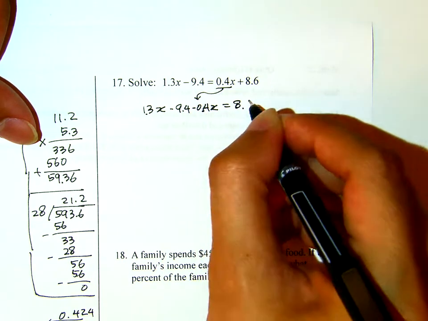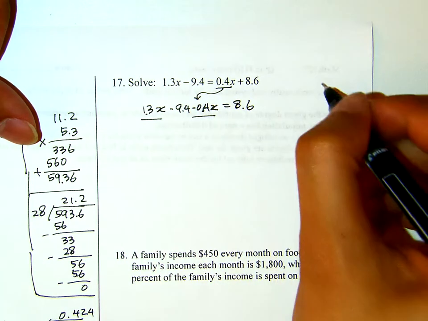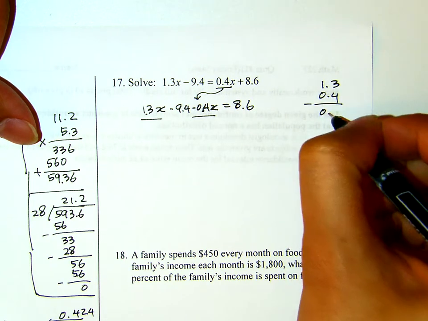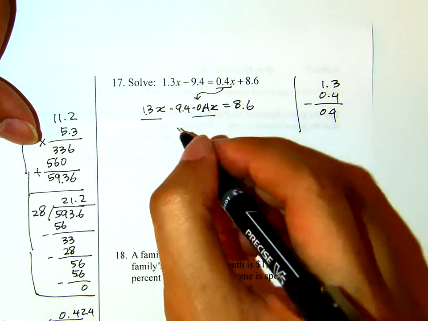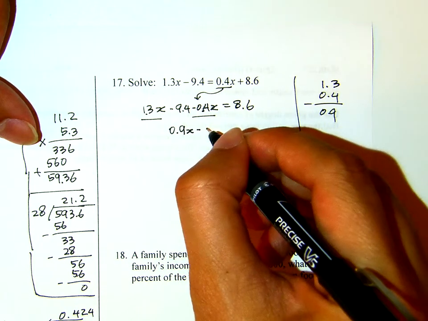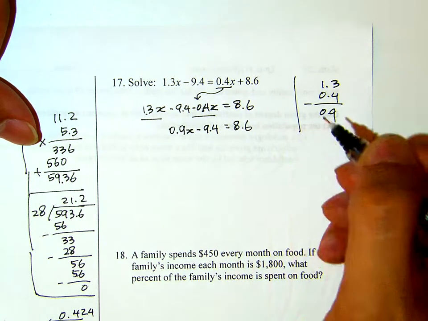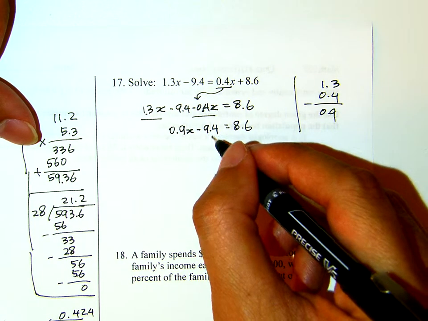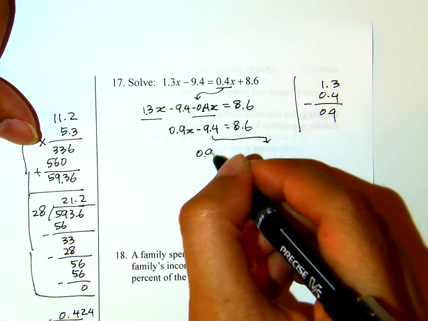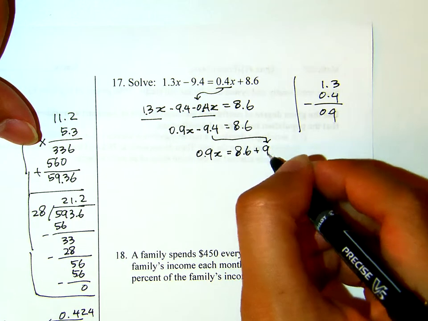equals 8.6. And then I combine like terms. 1.3 minus 0.4, that's 0.9. Okay, so 0.9x minus 9.4 equals 8.6. And then from here I will move the 9.4 to the right hand side. I get 0.9x equals 8.6 plus 9.4.